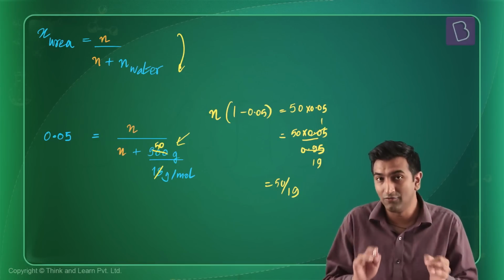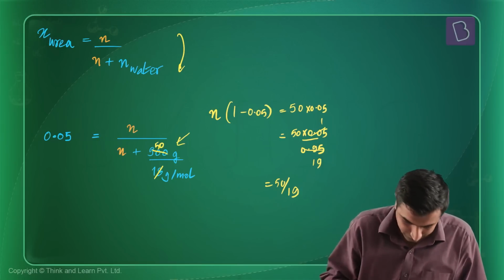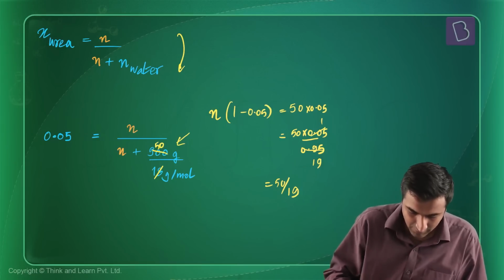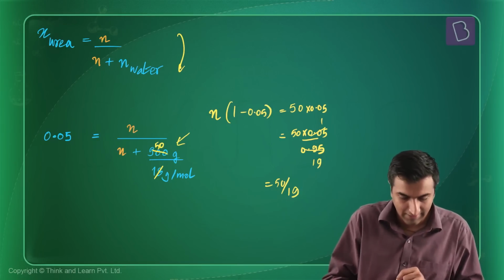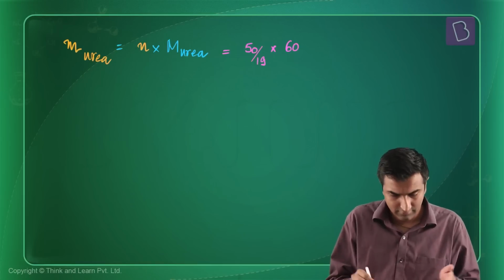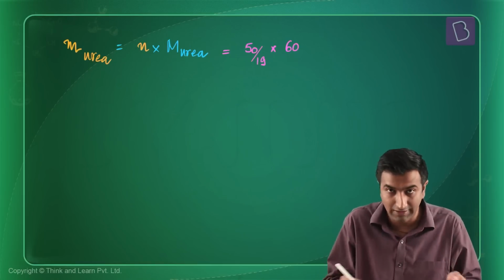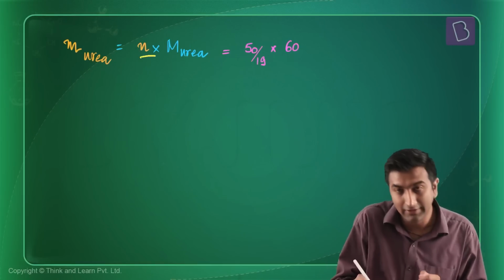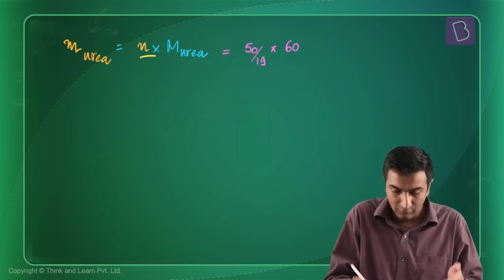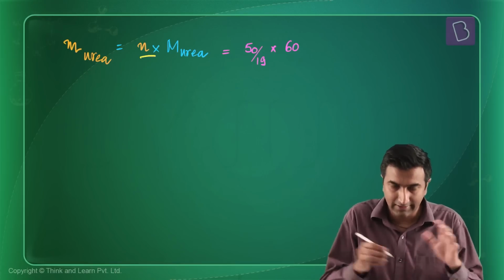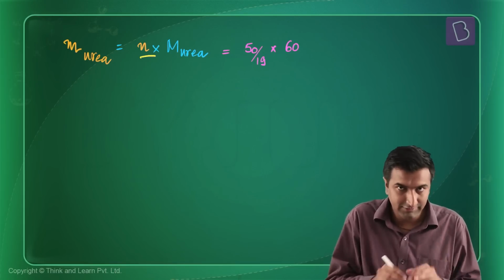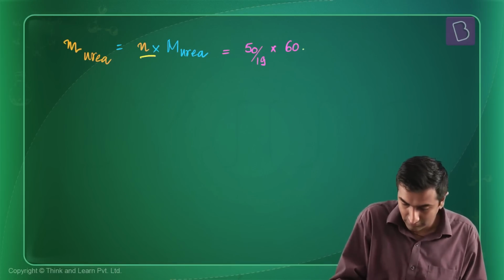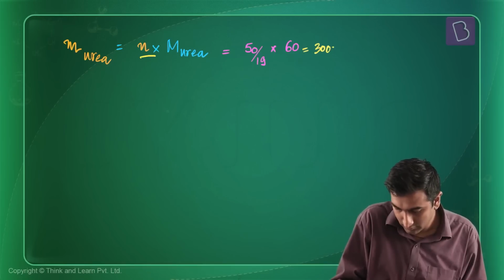I think that's a smart way of doing this. All right. So this is the number of moles of urea. We've got that. Now, the mass of urea is simply going to be the number of moles of urea into the molecular mass of urea. Molecular mass of urea is 60, standard idea. You can calculate this. Once you do that, you get this to be 3000.